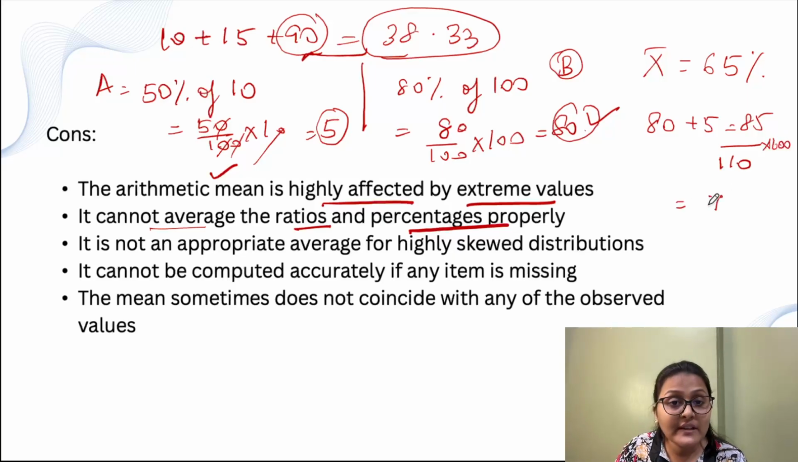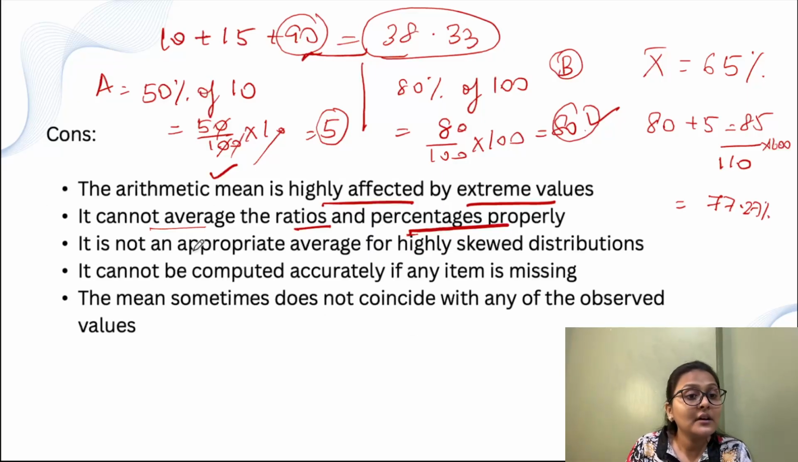So the answer over here will be 77.27%. Now this is the real average which we are going to get through weighted arithmetic mean. So this is the reason that the simple average cannot average the ratios and the percentages properly if the base values are different. Right? We have looked upon this in depth.